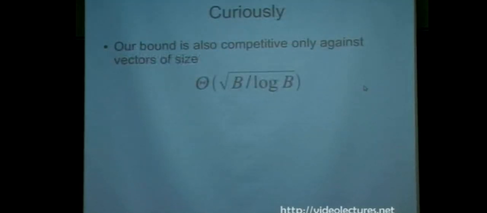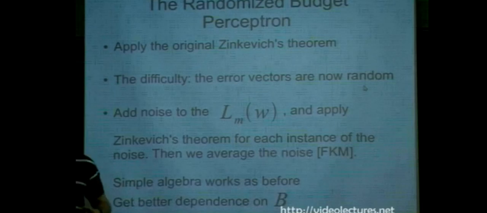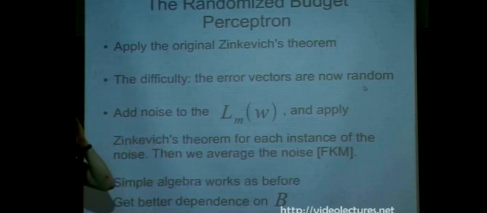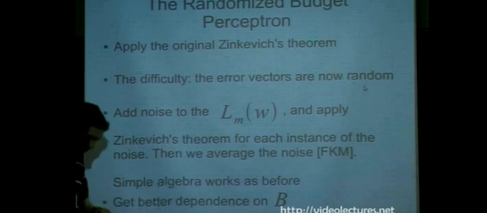Now for the randomized budget perceptron, we do something slightly different, which is a trick from a paper by Flaxman, Kalai, and McMahan. With the randomized budget perceptron, it's slightly more complicated because we have noise, and the set of vectors which make the mistakes is different every time. So they do a really nice trick. They say, let us add noise to the functions, so that doing gradient descent on the noisy functions is exactly like doing gradient descent on the normal functions plus noise. And then we apply Zinkevich theorem on the noisy functions and average, and it all works out.